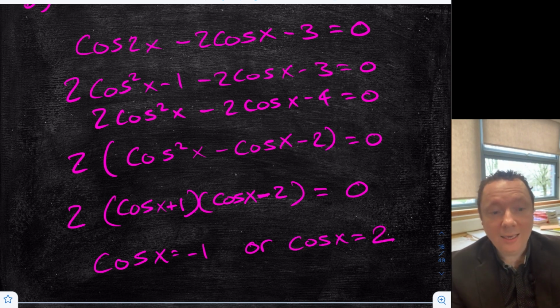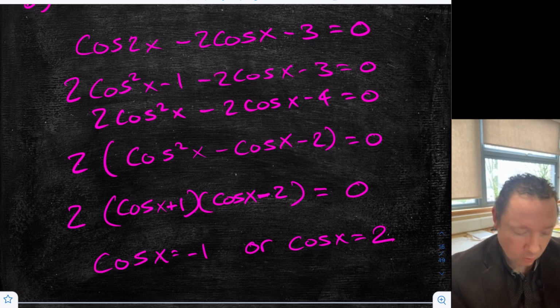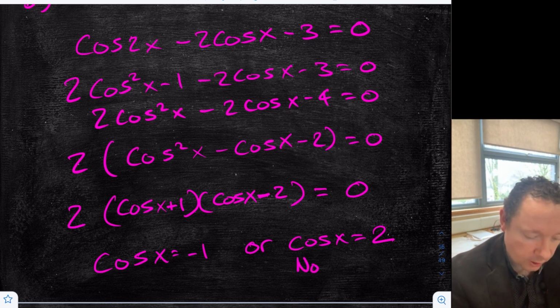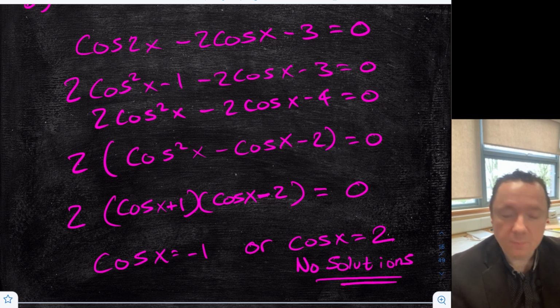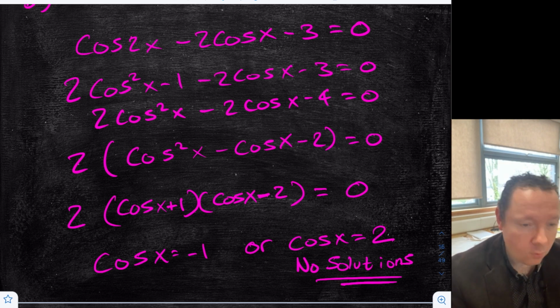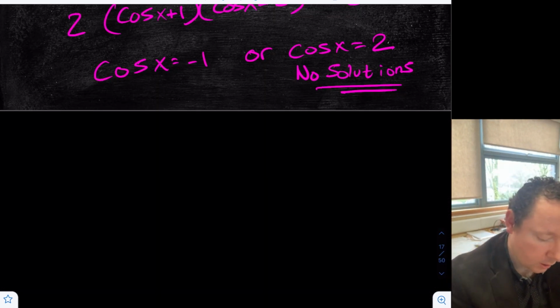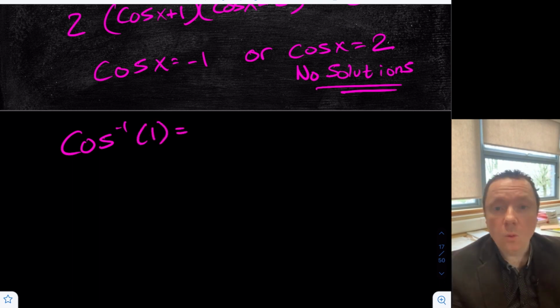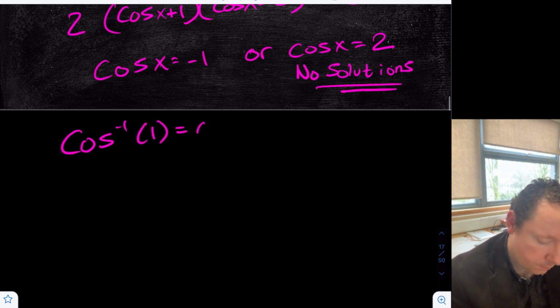So we've got two answers, but cos x equals 2 has no solution, so we can just write that straight away because the maximum and minimum value of cos is 1 and minus 1. So we just need to solve the other one. Cos x equals minus 1, so I can do the inverse cos of 1, which is 0 or 2 pi.